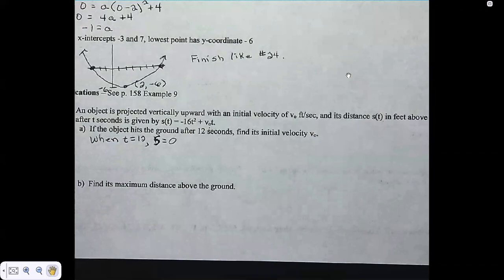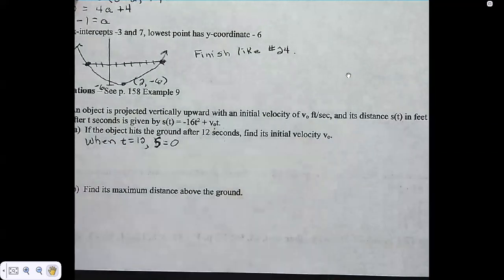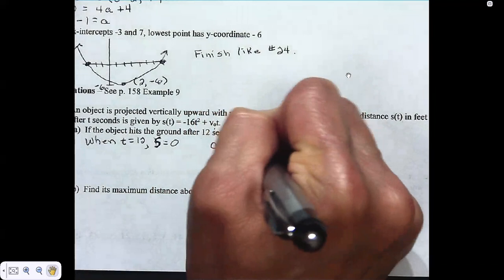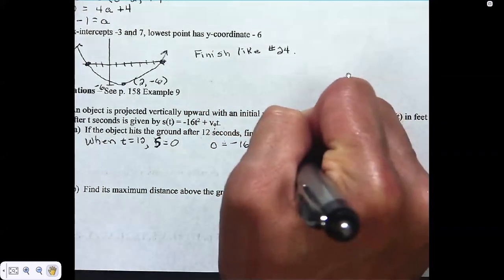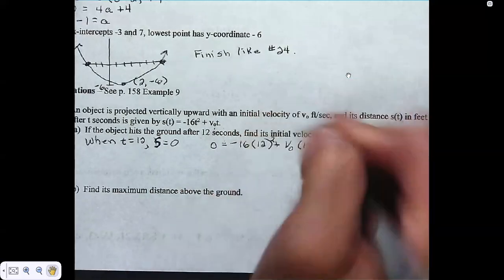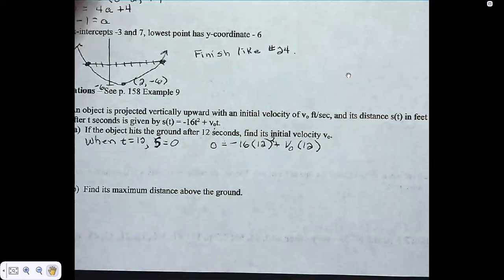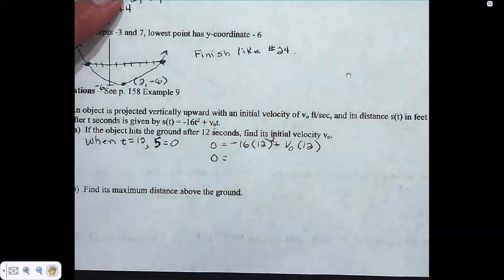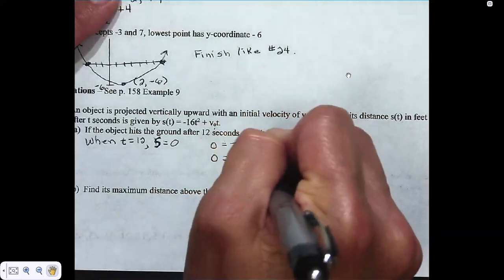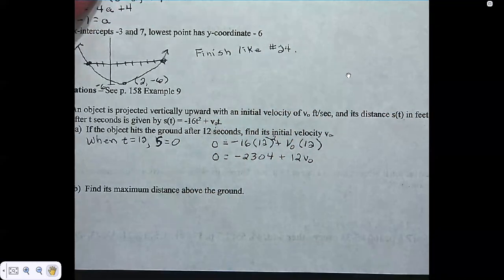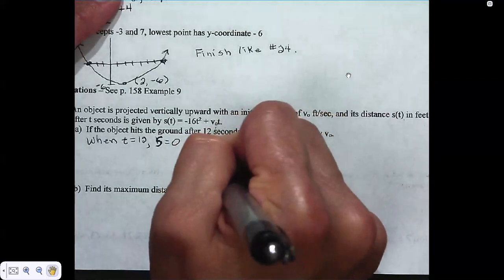That should be everything we need to solve for v sub zero. Let's put 0 in for s and 12 in for t. Negative 16 times 12 squared plus v sub zero times 12. Somebody punch that for me. Negative 2304. 12 squared is 144 times negative 16 is negative 2304 plus 12 v sub zero. Then what? Add 2304 to both sides.